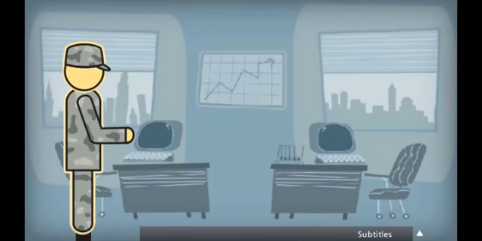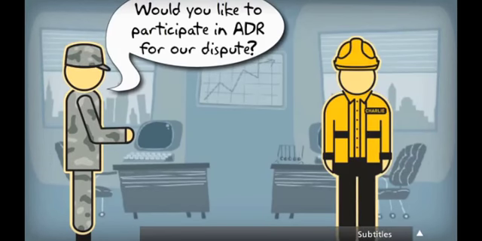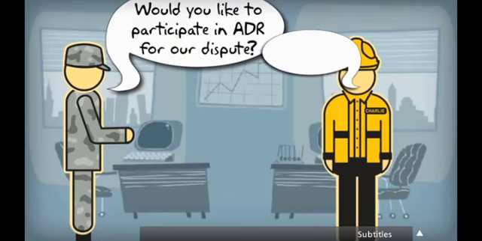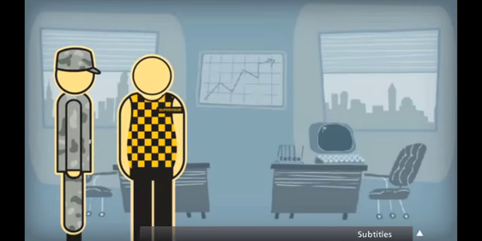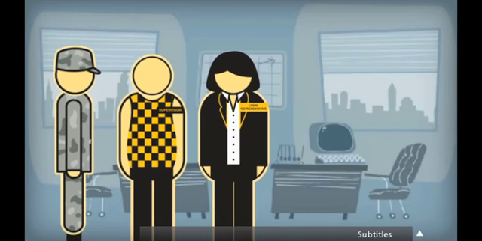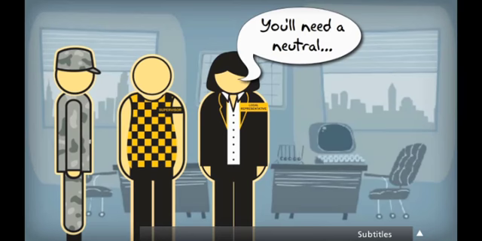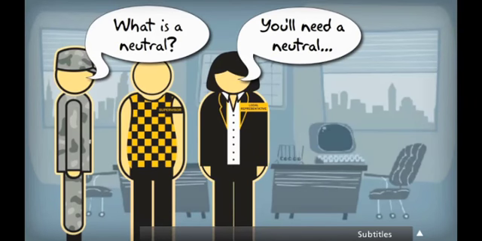Jason asks Charlie if he would like to participate in ADR. Charlie says, "Yes, I would." So Jason and his supervisor contact their local legal office to get advice on how to begin the process. The legal office tells them they need a neutral. "What is a neutral?" Jason asks.